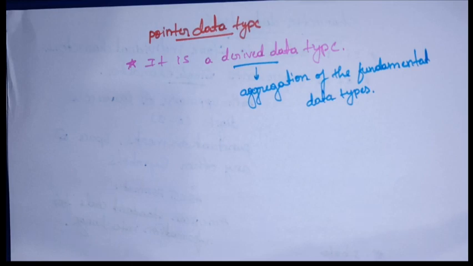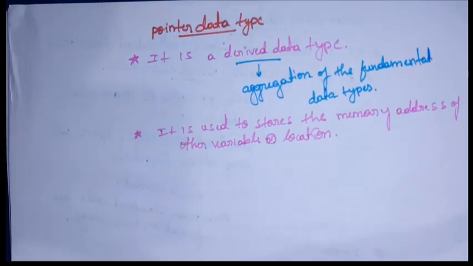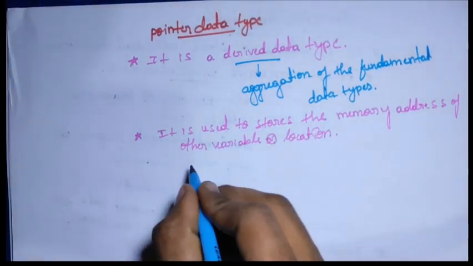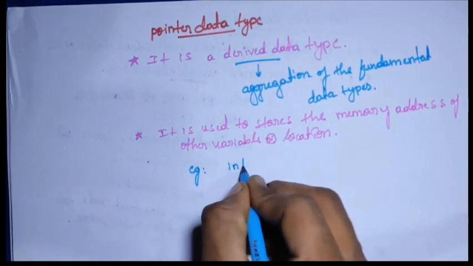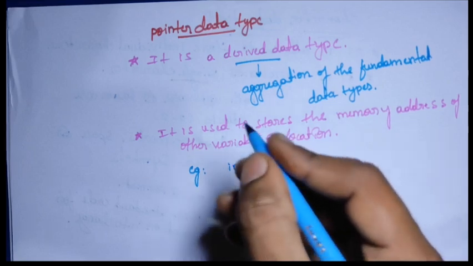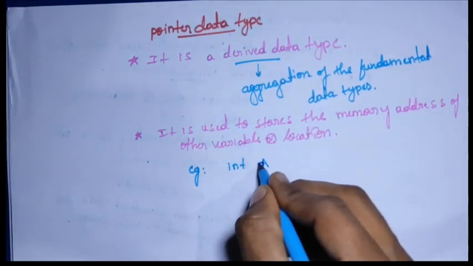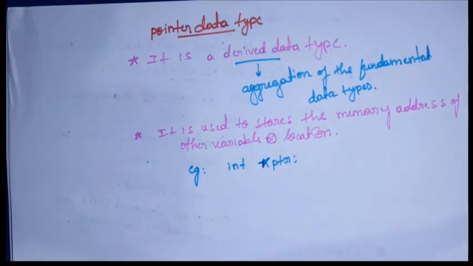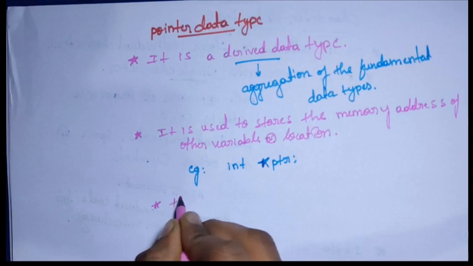A pointer is used to store the address of the memory. It is used to store the memory address of another variable or location. For the syntax, take an example: int data type, and one more thing, while accessing the pointer data type we use the asterisk symbol, basically known as star. int *ptr, the star indicates the pointer data type. So this is the pointer data type, and the size of the pointer data type depends on the system.